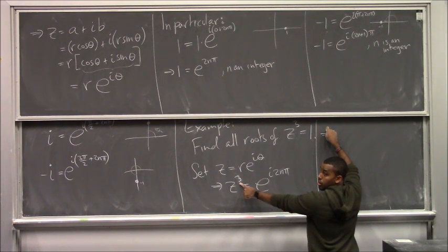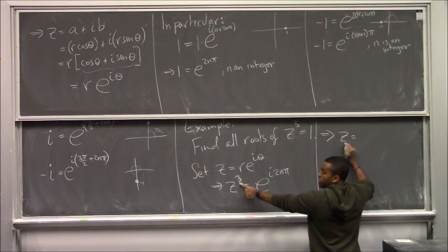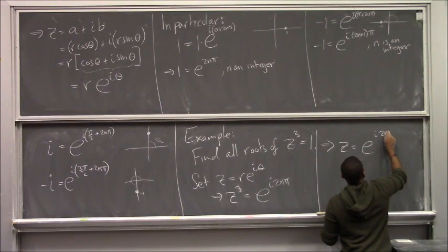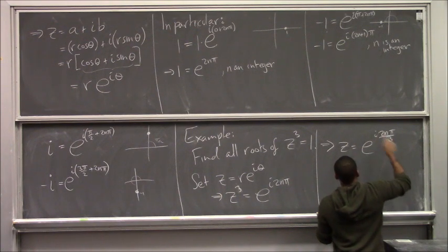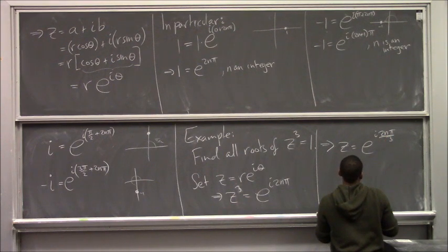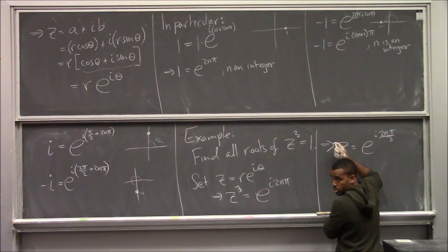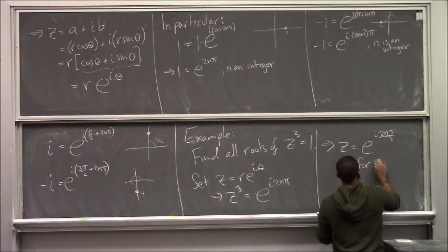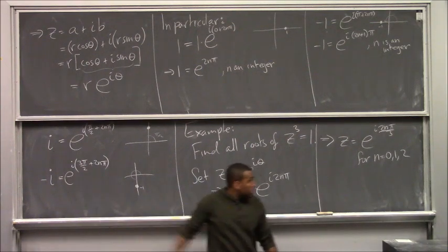So now, what's going to happen if you want to solve for z? Take the cube root of both sides. So you're going to get z is equal to e to the i 2n pi over 3. Now what you're going to realize is this is going to loop itself. Of course, you're dividing 2 pi into 3 parts, so once you get 3 solutions from this, the solutions are going to start to repeat. So this will give you all roots for n equals 0, 1, 2. In fact, in general, that's how you're going to do it.